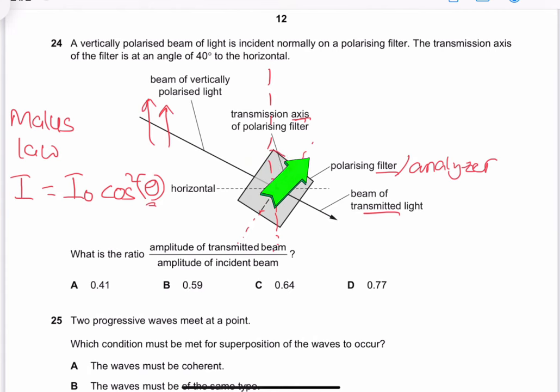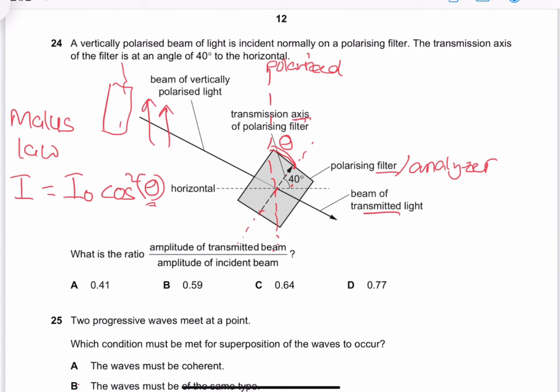So we want to find this angle theta. But the question has already given us 40 degrees, right? And we want to find this angle theta. So this is our polarized light, okay? And this is our transmission axis. So the angle theta is the angle between the transmission axis of the polarizing filter and the transmission axis of the polarized light that is coming in. So we'll have a polarizer that will be here. The difference between how this is positioned and how this polarizing filter is positioned, that angle theta becomes the angle that we're interested in.